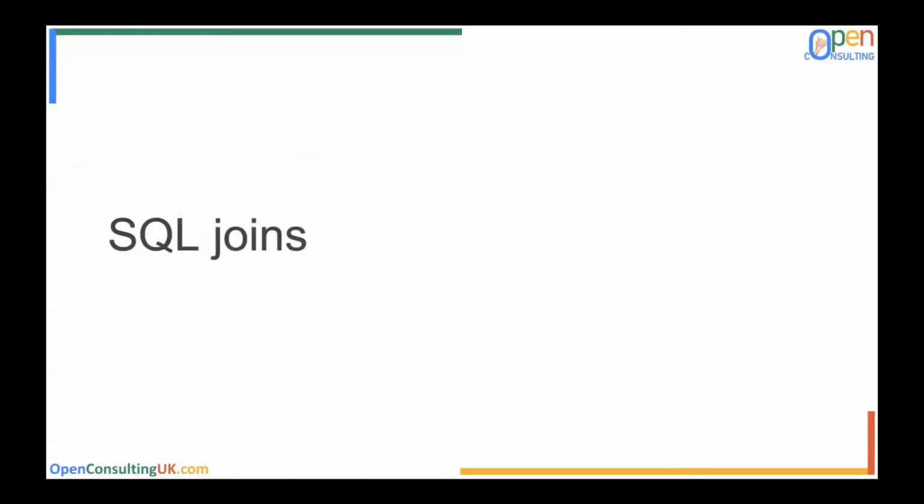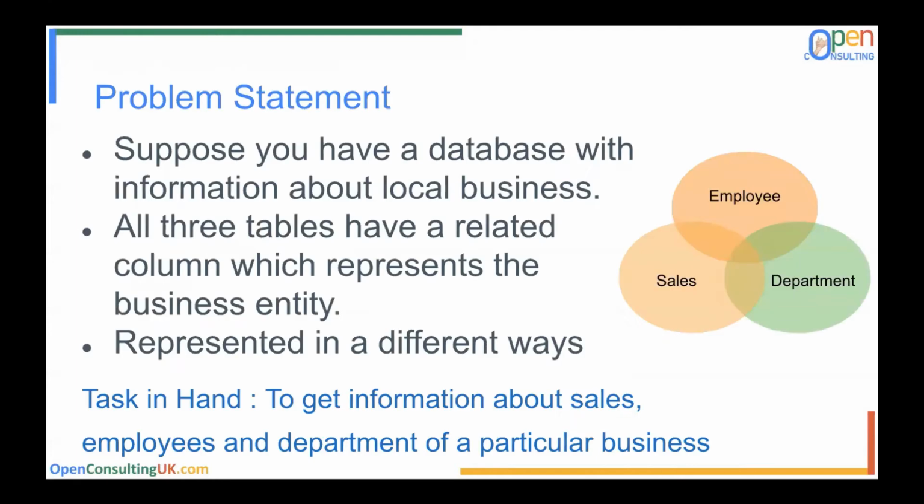Let us start with a problem statement. Consider the scenario where you are a government official and you have data about local businesses. Suppose you have a database with 3 tables which contain information about their sales, employees, and department. All 3 tables have a related column which represents the business entity. The task in hand is to get information about sales, employees, and department of a particular business.